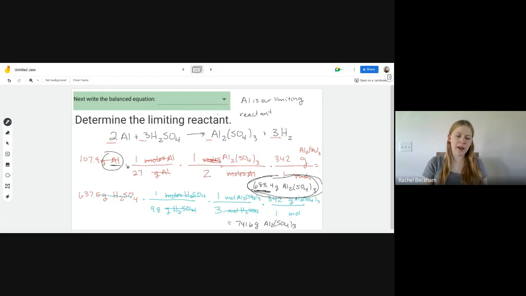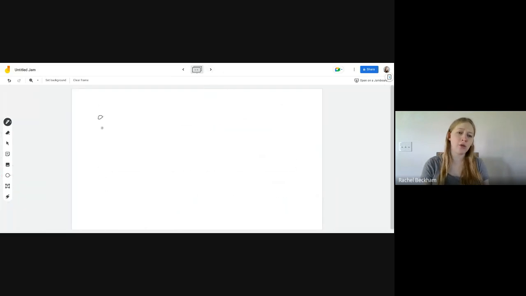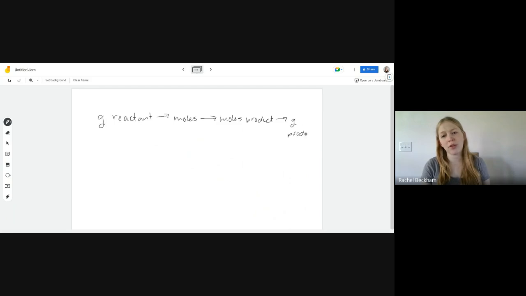We figured out the limiting reactant was aluminum. It's either aluminum or sulfuric acid, and we figured out it was aluminum because it produced the lowest amount of that substance. And generally the trend is you start off with your grams of your reactant, you convert it to moles, and then you convert it to your moles of product. That's what we did. And then you convert it to grams of product. That was kind of the step-by-step guide that we did.